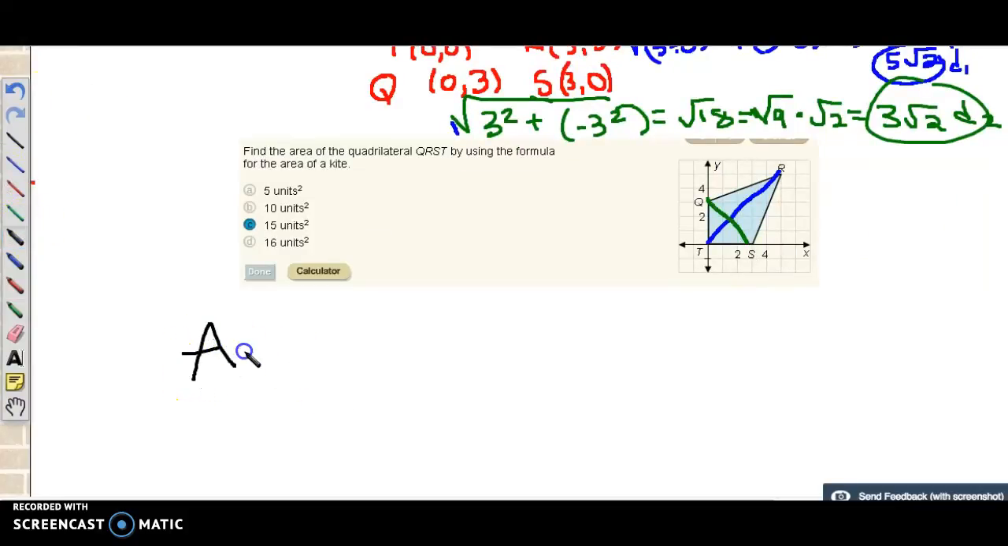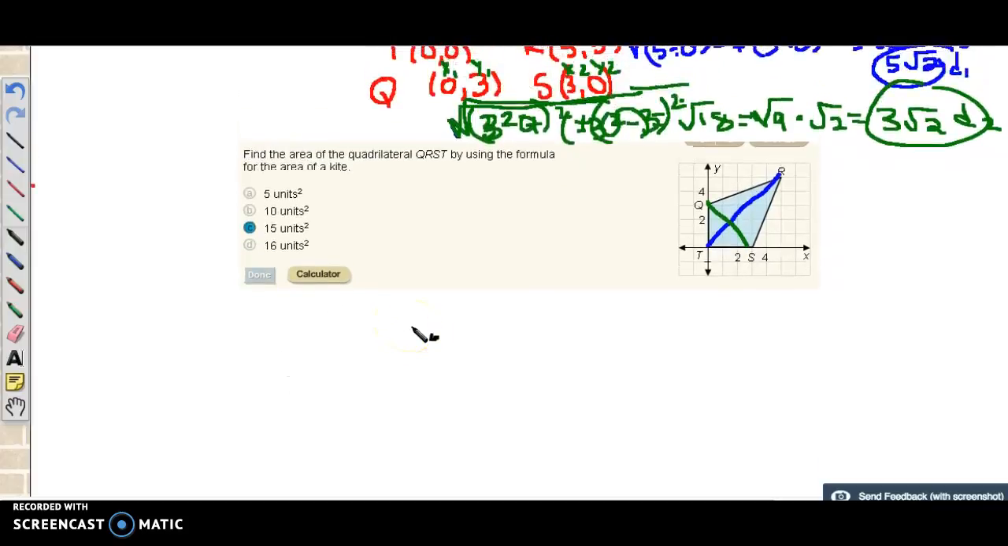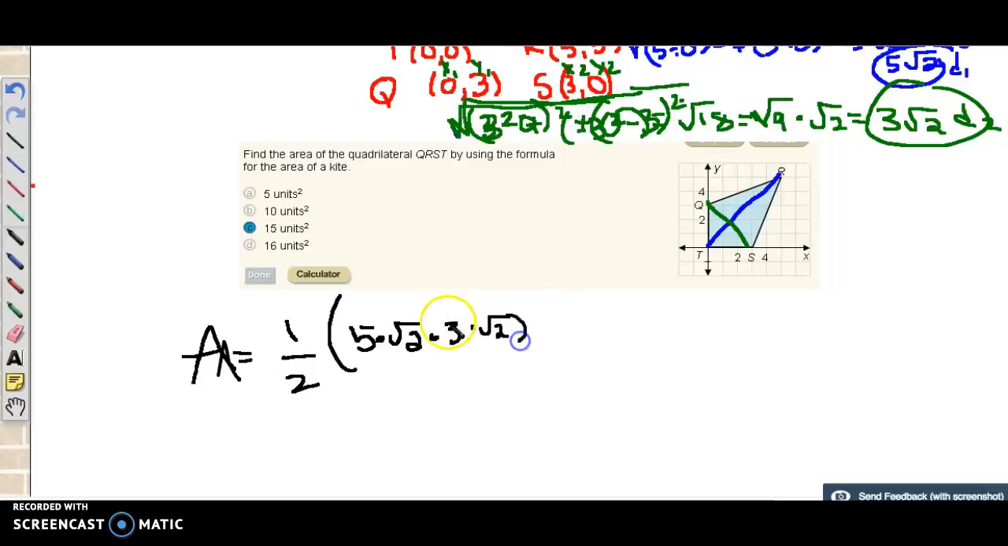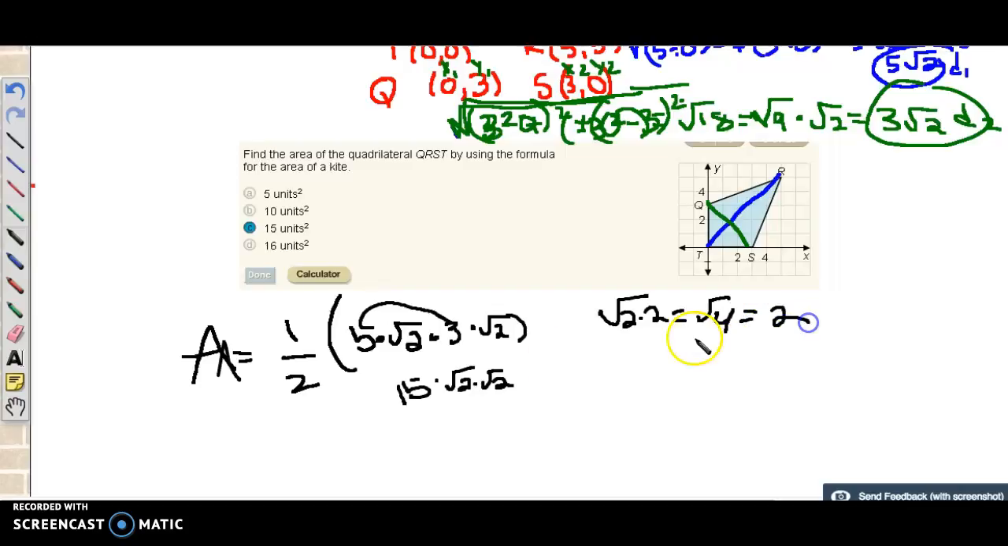Now I need to plug it in to the formula, which is the area equals 1/2 diagonal 1, which is 5 times the square root of 2, times 3 times the square root of 2. So 5 times 3 is 15. Square root of 2 times the square root of 2, which is really the square root of 4, is 2.